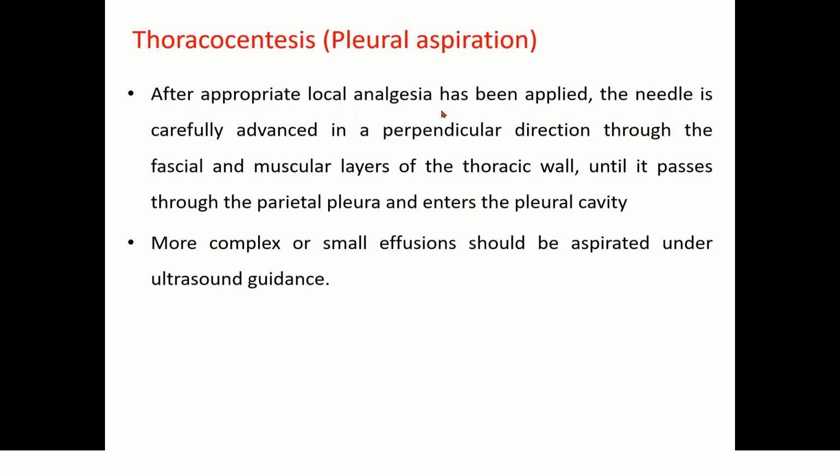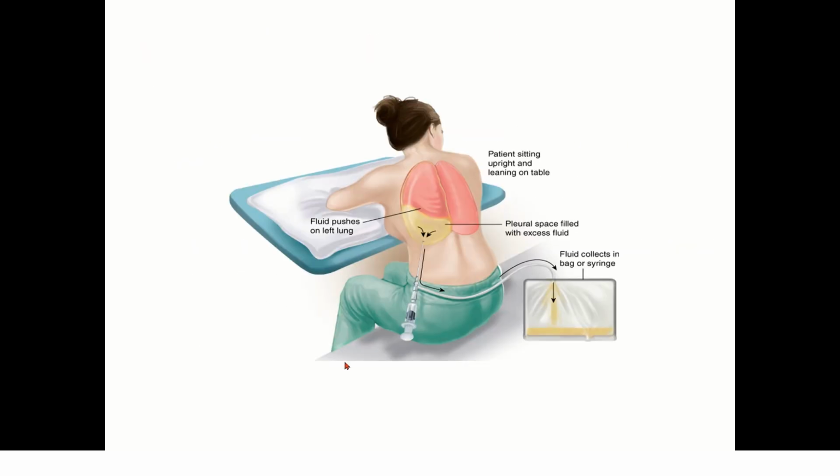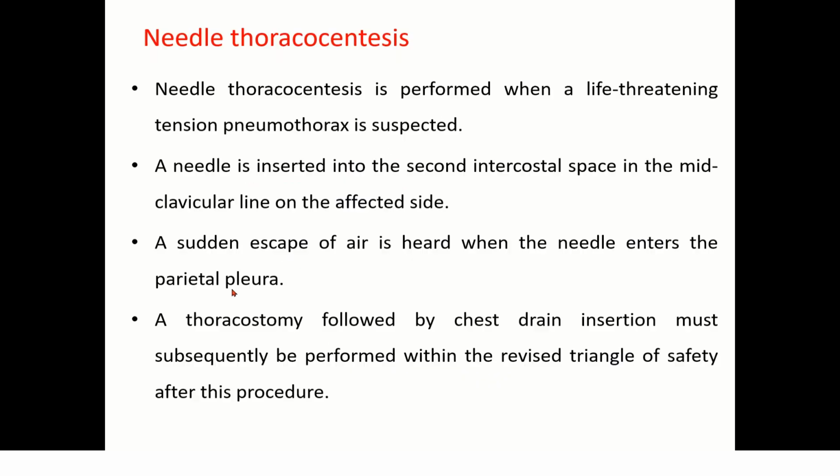After appropriate local anesthesia, the needle is carefully advanced in a perpendicular direction through the fascial and muscular layers of the thoracic wall until it passes through the parietal pleura and enters the pleural cavity. More complex or small effusions should be aspirated under ultrasound guidance. You can see here, this is the thoracocentesis, the pleural space filled with excess fluid. You can see the fluid being collected into the bag. It is done in the sitting position.